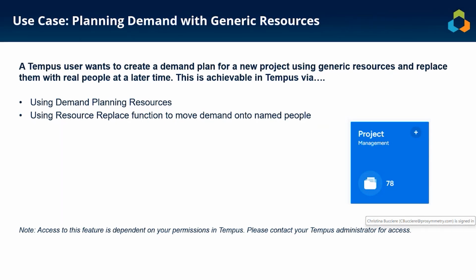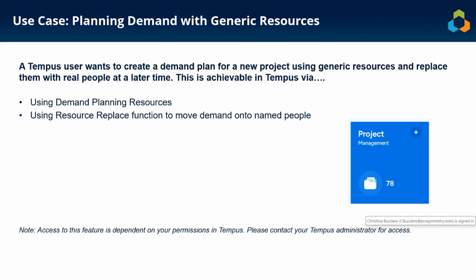In this video, we will talk about a common use case in which a Tempus user wants to plan for a new project, but only using generic resources or role-based resources first, and then move that demand onto named resources at a later time. The best way to accomplish this in Tempus will be to use the demand planning resource type to create your initial plan first, and then use the resource replace functionality within the single allocation grid or the bulk project allocation flat grid once you're ready to assign real people to that work.